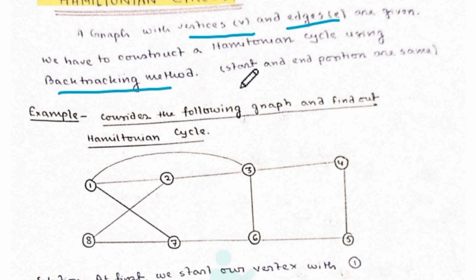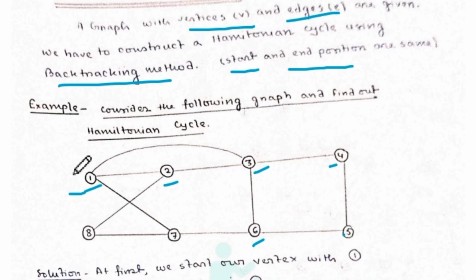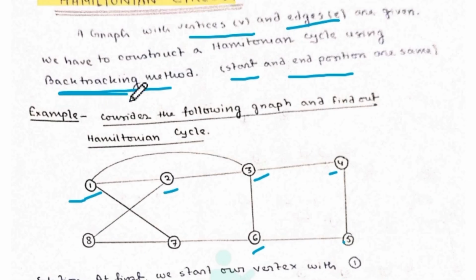What is a Hamiltonian cycle? If the starting position and the end position of a graph is the same, then this is called a Hamiltonian cycle. If the starting position of the graph is this position and we have to traverse all the vertices exactly once, and then return back to the starting position, then it is called the Hamiltonian cycle. Okay, so using which method? Using the backtracking method.